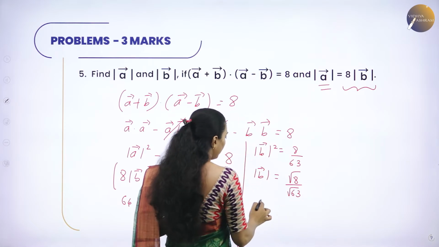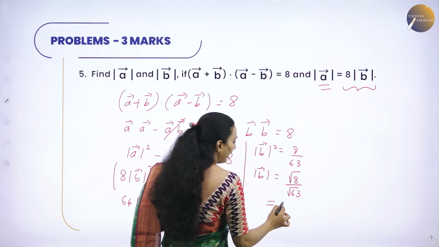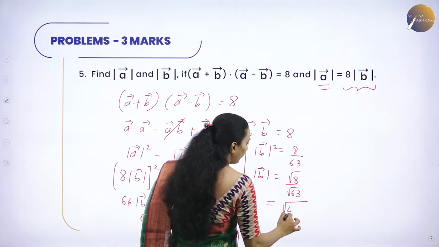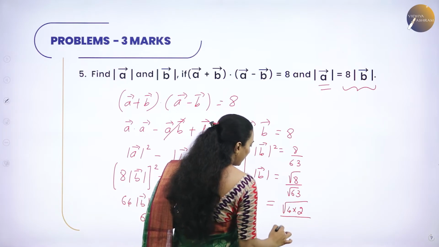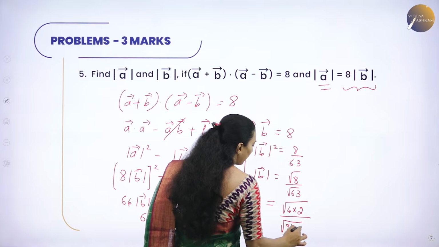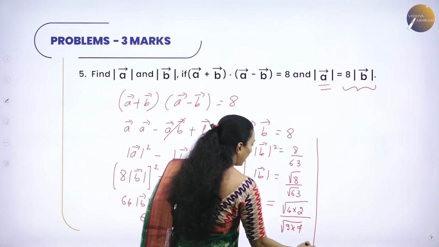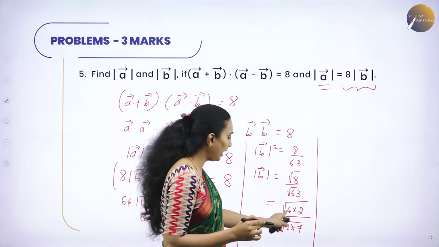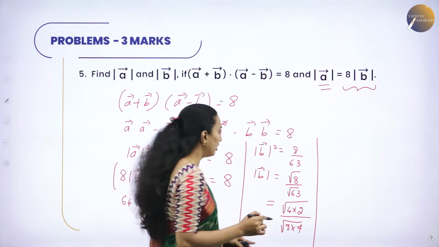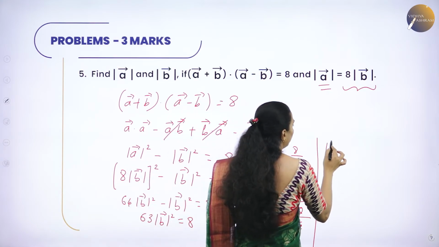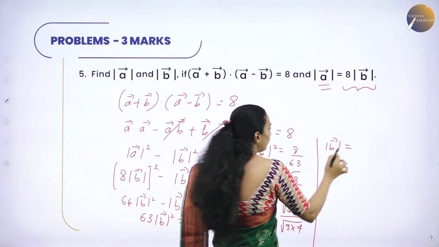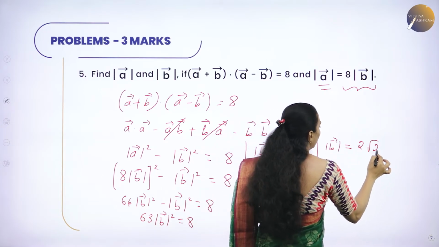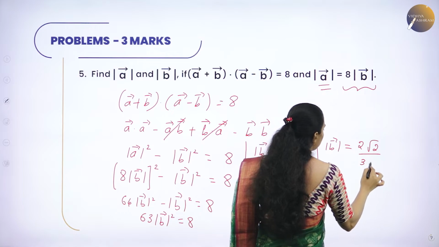Now, square root of 8 can be written as what? Square root of 4 into 2, divided by square root of 9 into 7. So which will give you the answer. 4 into 2 is 8. You can take square root of 4, which is 2, and square root of 9, which is 3. So therefore, magnitude of B vector gives you 2 root 2 divided by 3 root 7.